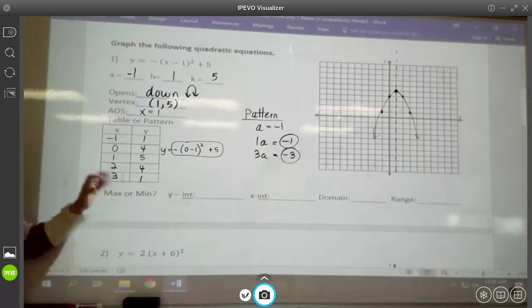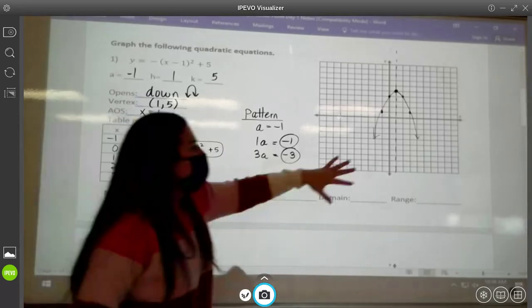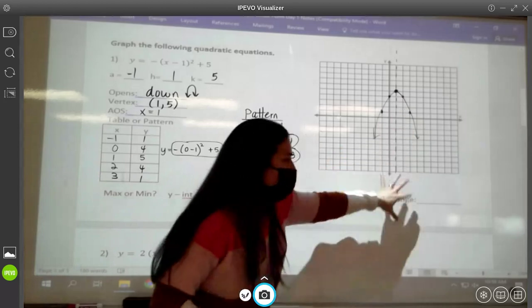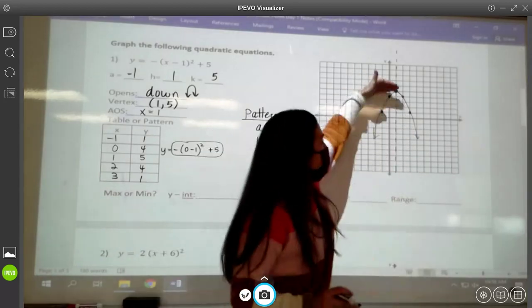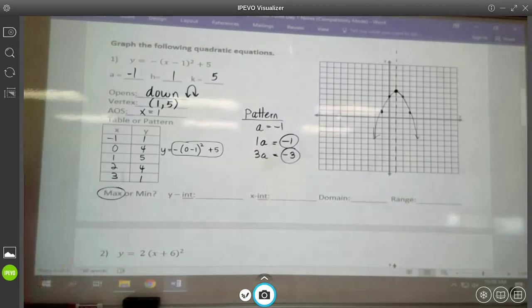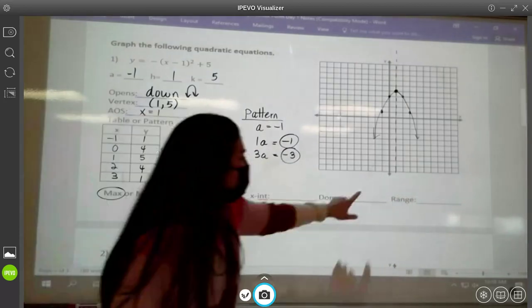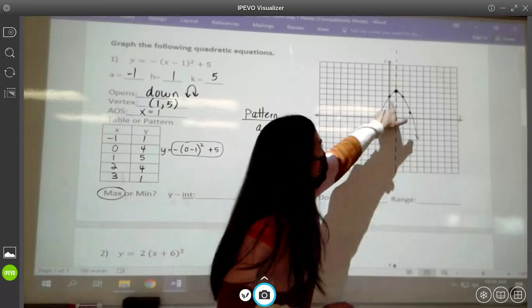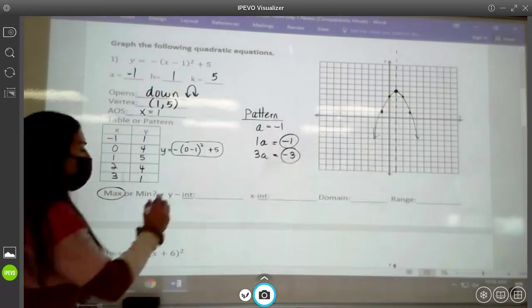Does this parabola have a max or a min? Well, guys, it's going down, so it clearly doesn't have a low or a min, but it definitely has a highest point up there, which is a max. The y-intercept, lucky for us, I can see it. It crosses the y-axis right there at the point 0,4.